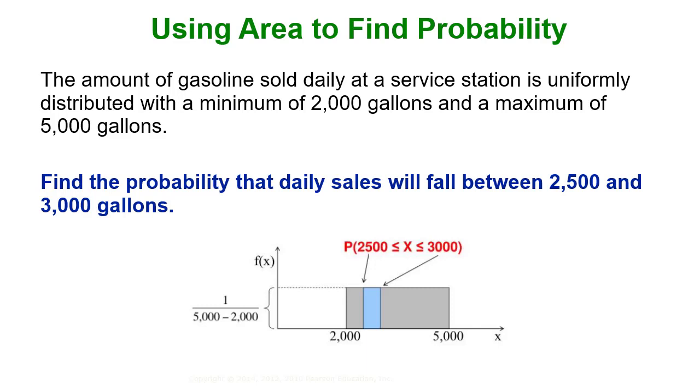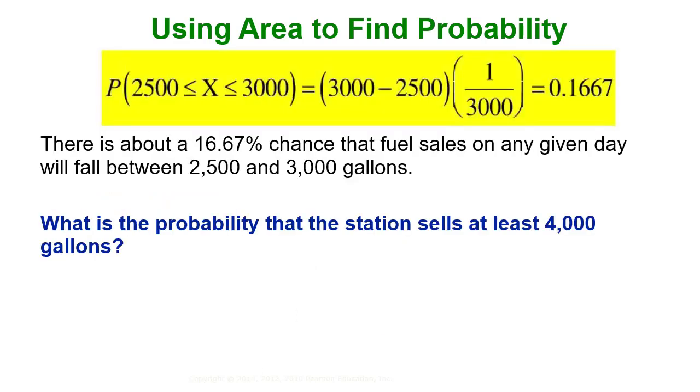Okay, the first thing we always have to figure out is what's the height of our probability distribution function. And with the uniform, remember it's always just 1 over b minus a. So in this case, we have 1 over 5,000 minus 2,000. So we're going to get our height is just 1 over 3,000. Our range of what we're looking for is from 2,500 to 3,000. So very simply, we get that distance, that the width of that blue bar is just the upper one minus the lower one.